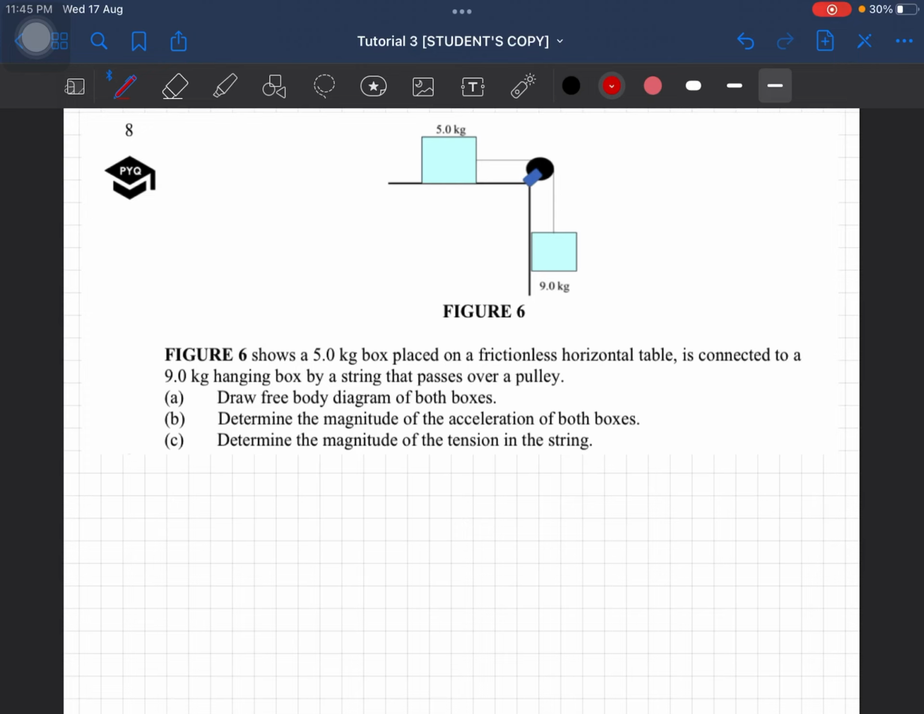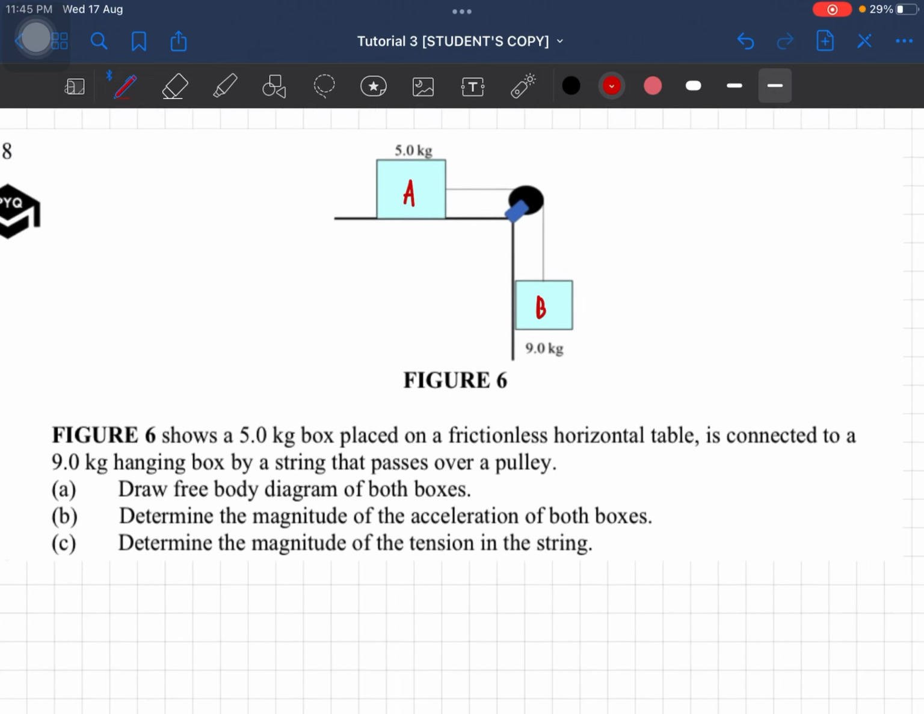Okay, so there are two blocks. This is a 5 kilogram block. I'll label this as block A, and this as block B. It is placed on a frictionless horizontal table, so there is no friction, and connected to a 9 kilogram hanging box by a string that passes over a pulley. So we have to draw a free body diagram of both of these boxes.